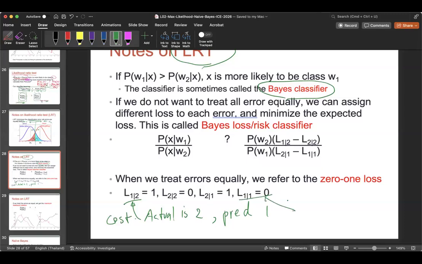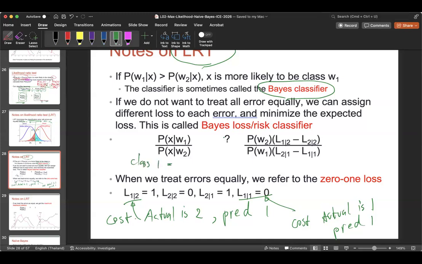And L11 means the cost when the actual class is 1 and we predict 1. So you can add this cost in the equation, and you want to minimize the cost of misclassification.